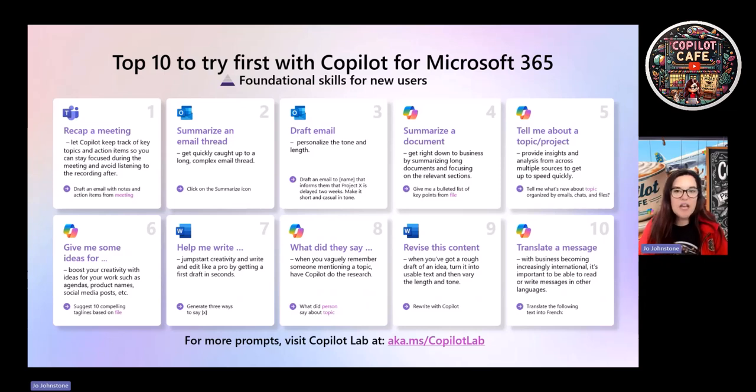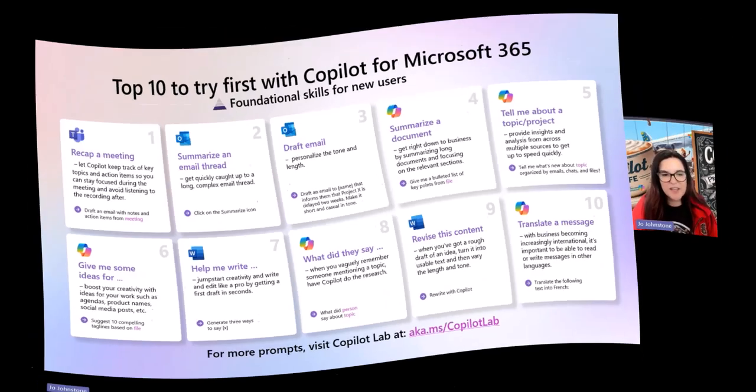Think about asking for information from a document. Help me summarize this. Give me 15 FAQs. Think about all the different things. And if you get stuck and you're like, okay, I have no idea where to start here, go to aka.ms/Copilot Lab. You can filter on Excel, PowerPoint, all the different features, and it will give you a big list of prompts that you might want to go and try.